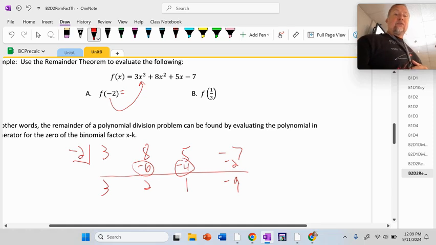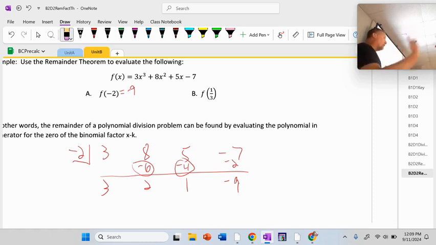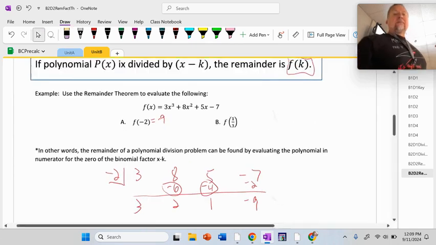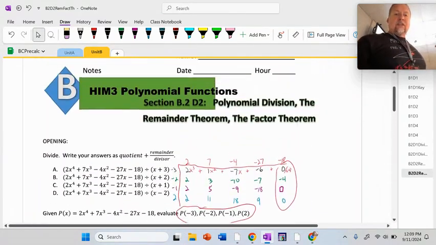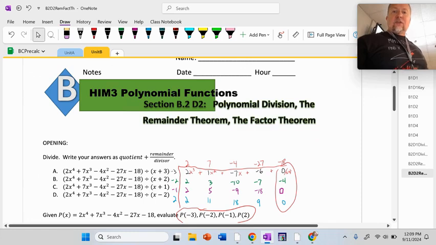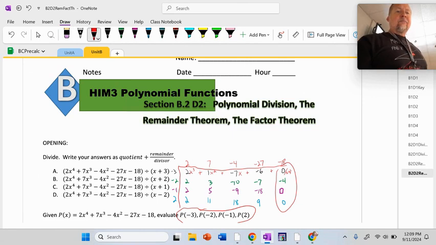F of -2 should equal -9. If I plugged them in, that's what I should get as an output value. That's what the remainder theorem says. This is why synthetic division is sometimes actually called synthetic substitution, which I'm surprised they don't have up here. So let's write that down.